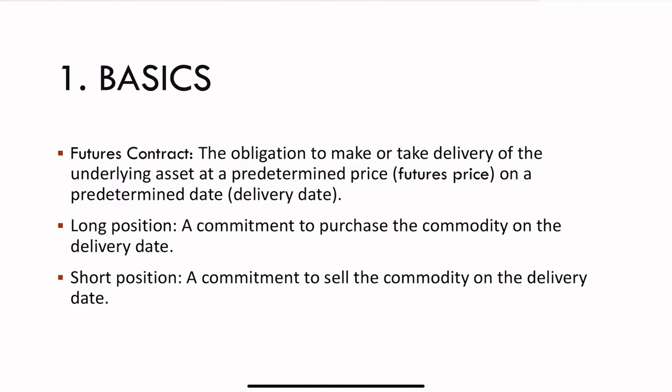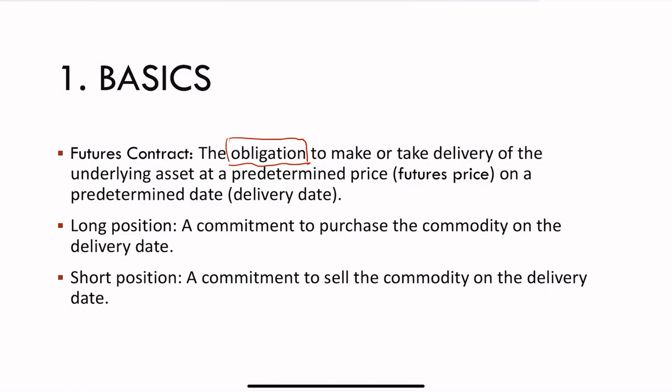The first, it is always an obligation. This is different from an option. We know that if you're taking a long position in the options contract, then you don't have an obligation. You have the right. And if you're taking a short position in the options contract, then you have the obligation. So this is one difference between futures contract and options contract.